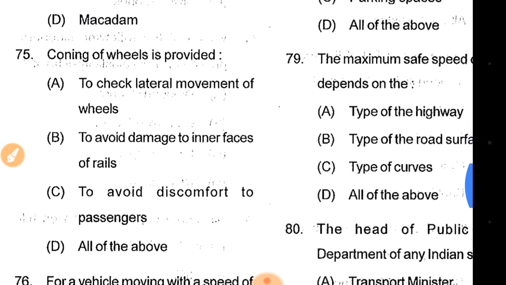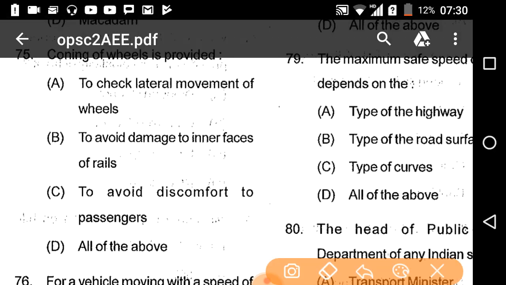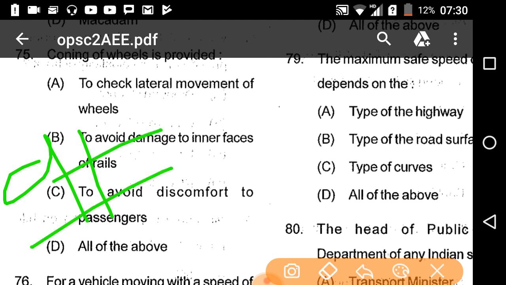Coning of wheels is provided to check the lateral movement of wheels, to avoid damage to inner faces of rails, to avoid discomfort to passengers, all the above. So option D, all the above. This is also my doubt. Comment your answer.